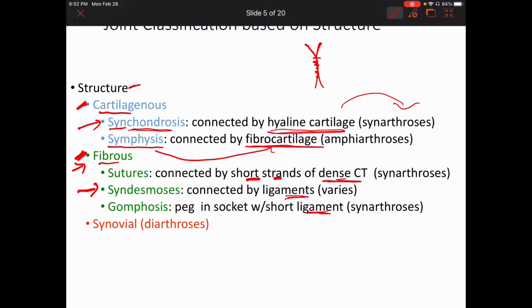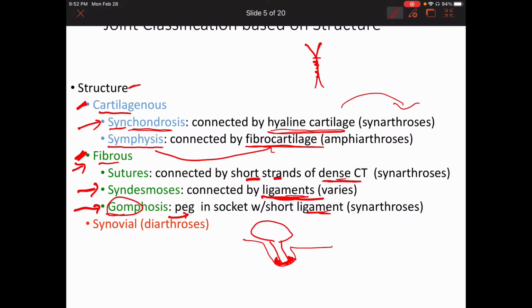Syndesmoses are connected by ligaments in a general sense. They vary, but as long as they're technically connected by ligaments, you might want to start looking in that category. And then there's this one that kind of sits out by itself, and it's gomphosis. If you think of the gums in your mouth, that would be how to think of it. It's a peg in socket, and the only place you actually find it is with the mandible or the maxilla, where a tooth sits in a socket. It's held together by that ligament, held in that socket as a synarthrotic joint.